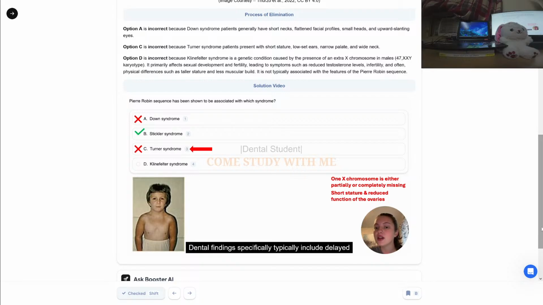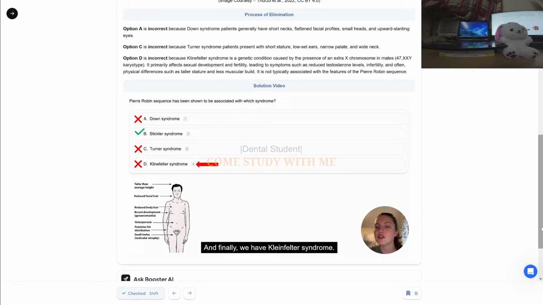Dental findings specifically typically include delayed eruption, changes in crown and root development, thinner enamel and abnormal dentin, microdontia, and malocclusion. There is no cure for this condition, and treatment is tailored to each patient's individual symptoms and complications, but often includes growth hormone therapy alongside estrogen therapy. And because Turner syndrome has no association with the Pierre-Robin sequence, we knew that this answer choice was incorrect.